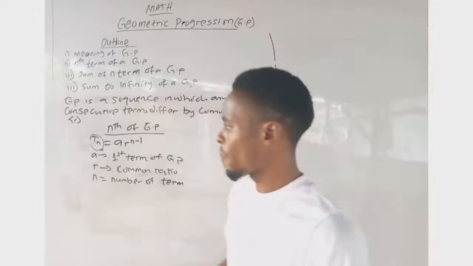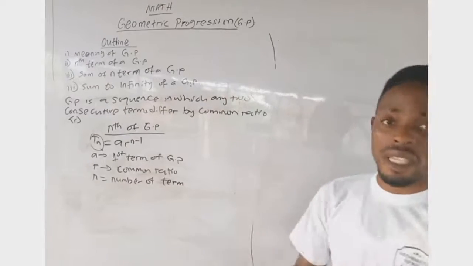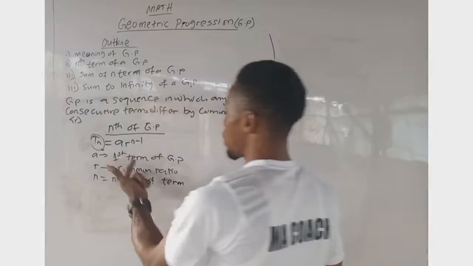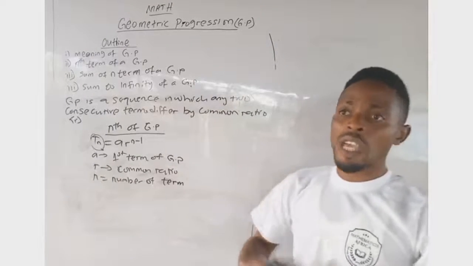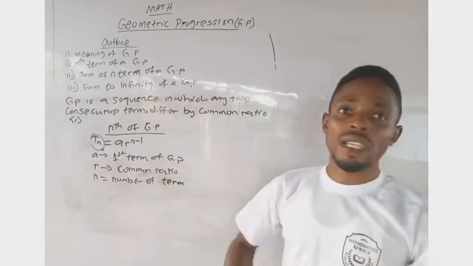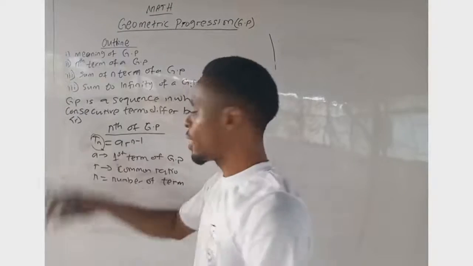So in this place, maybe you are given a question to find the first term. I said that the first term of GP is called a. If you want to calculate the second, third, fourth or sixth term of GP, you can calculate it from this general formula.